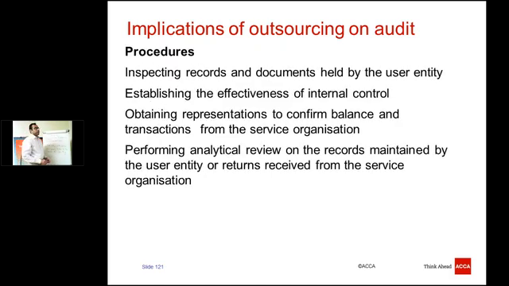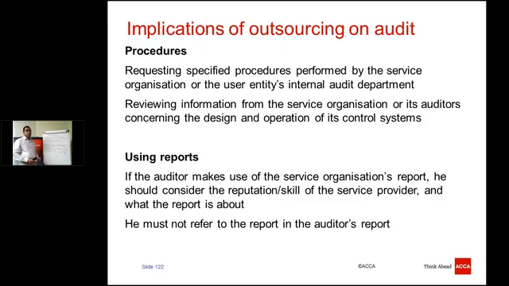Now, procedures that would be adopted. Inspecting records and documents held by the user entity. Establishing the effectiveness of internal control. Obtaining representations to confirm the balance in transactions from the service organization. And performing analytical review on the records maintained by the user entity or returns received from the service organization. Also, these procedures would include requesting specified procedures performed by the service organization or the user entity's internal audit department, and reviewing information from the service organization or its auditors concerning the design and operation of the control systems. And that is where ISA 3402 comes in.